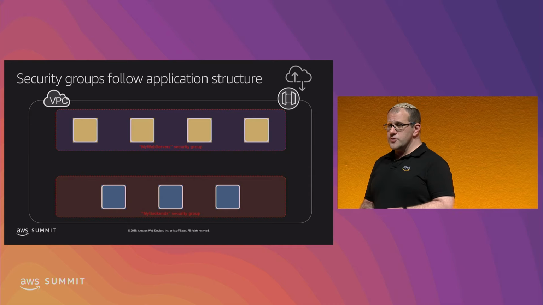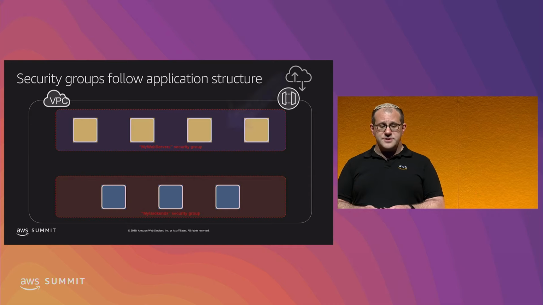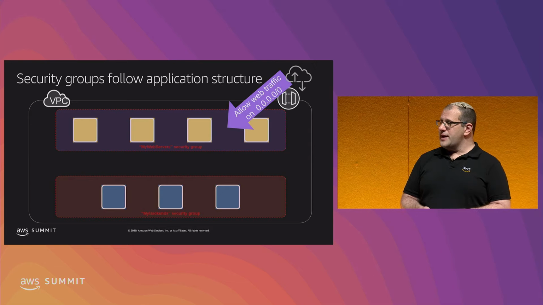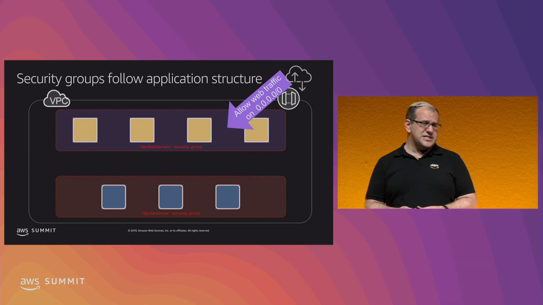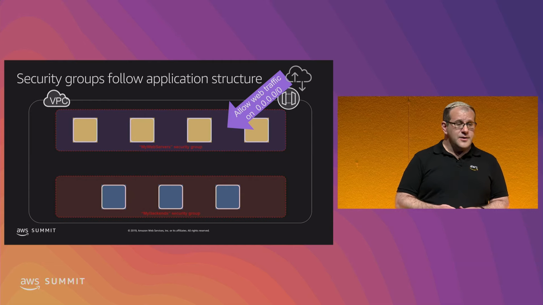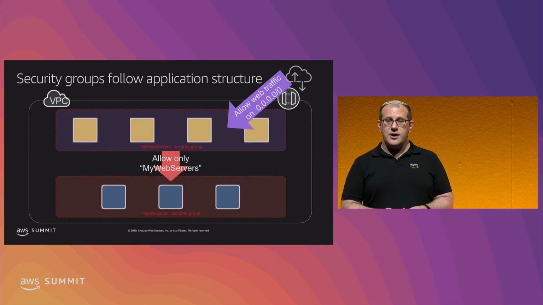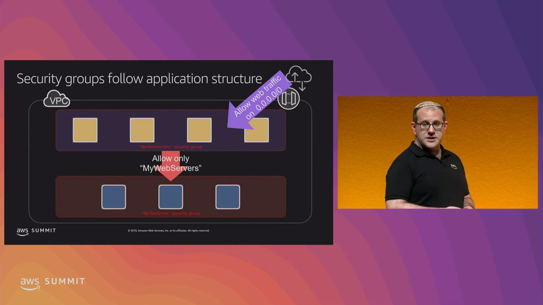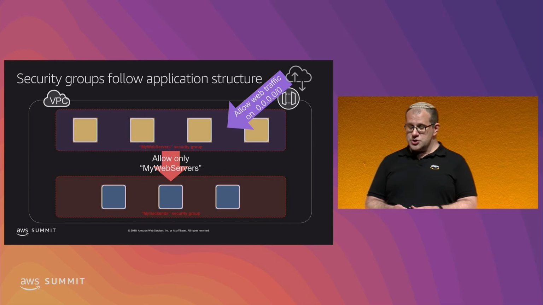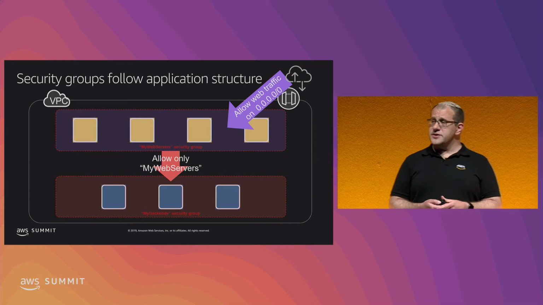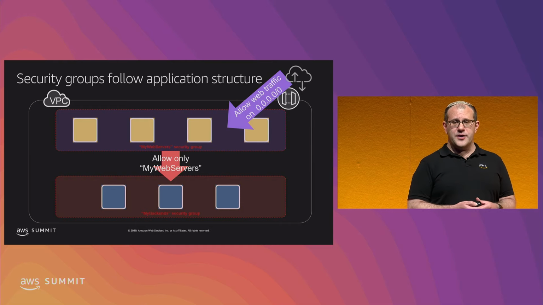Now let's lay some rules over these. For the My Web Servers group, I want a rule that says allow web traffic from anywhere. That's sort of a sensible thing for a web server. But for the backend group, I want a rule that says only allow communication from my web servers. I don't want anything else to talk to those back-end servers. That's security groups. Let's look at how you configure them.